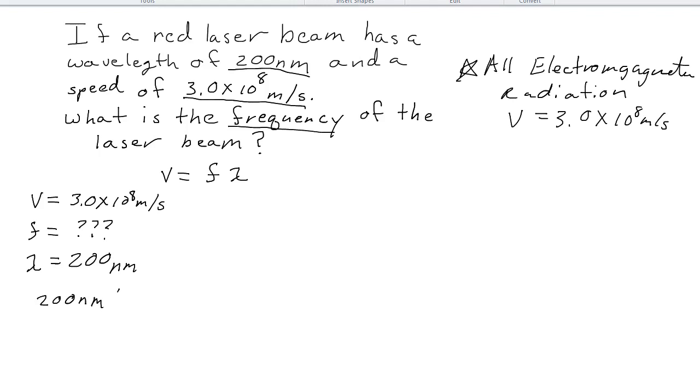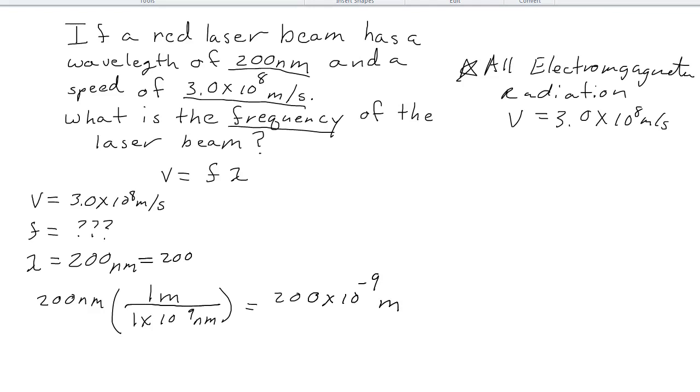So if I have 200 nanometers, that means, so if I have 1 meter, that means I have 1 times 10 to the 9 nanometers. Okay, so I'm sorry, it's not 10 to the minus 9 nanometers, it's just 10 to the 9 nanometers. Okay, so that means I have 200 times 10 to the minus 9 meters. So my wavelength is equal to 200 times 10 to the minus 9 meters.